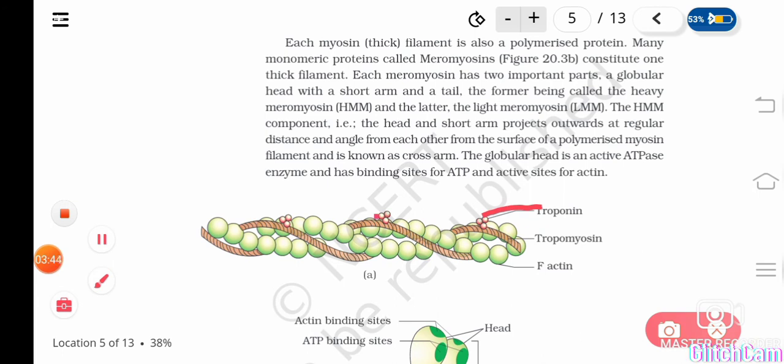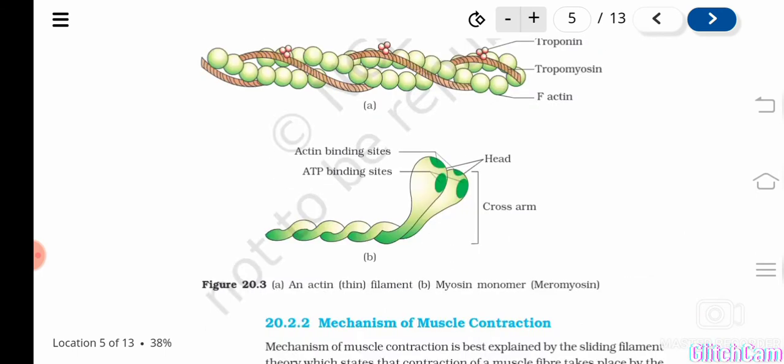They are found at regular intervals. You can see here, and here. And what they do is, they cover the active site for the myosin filaments. Myosin filaments will come and bind. I will tell you when. When muscle contraction happens, this troponin has to be removed. Then what will happen? The active site will become free, and into that only myosin will come and bind. Understood? So like this it is arranged.